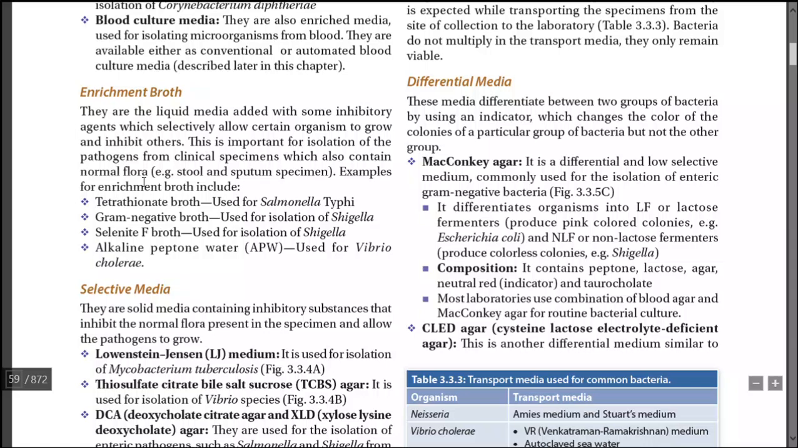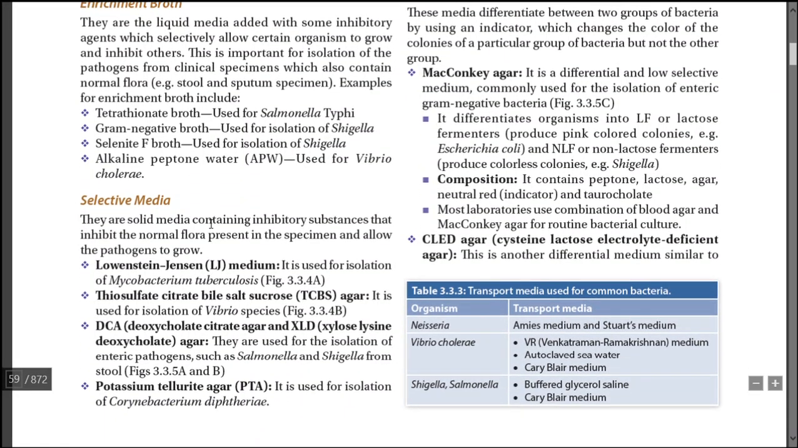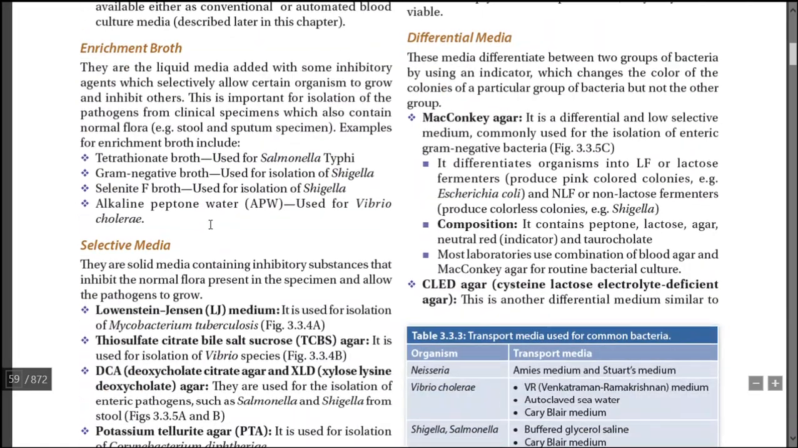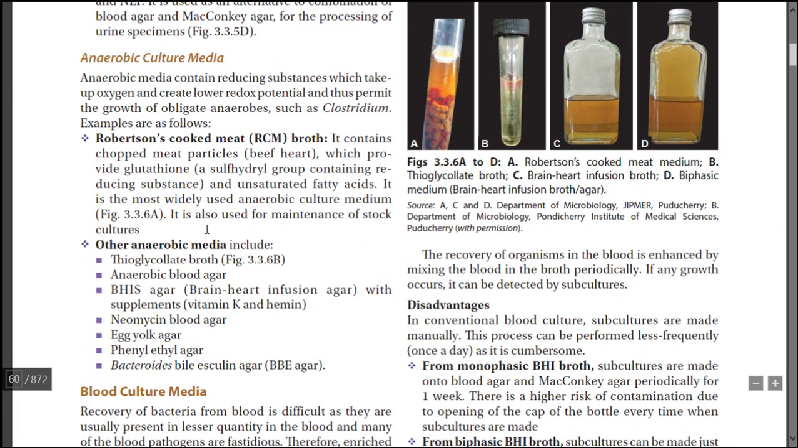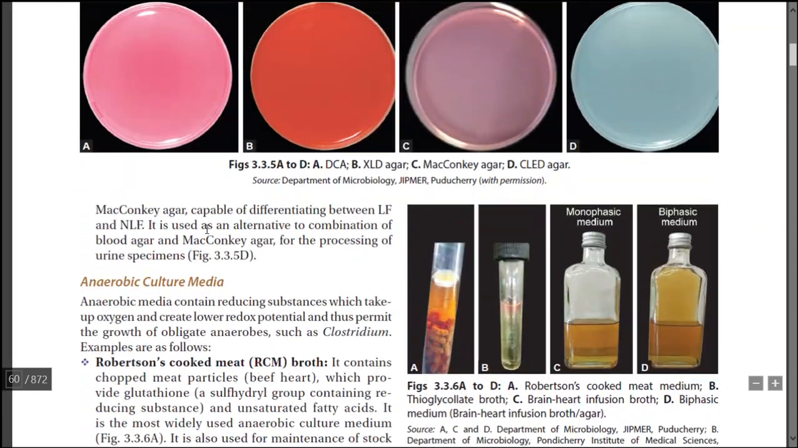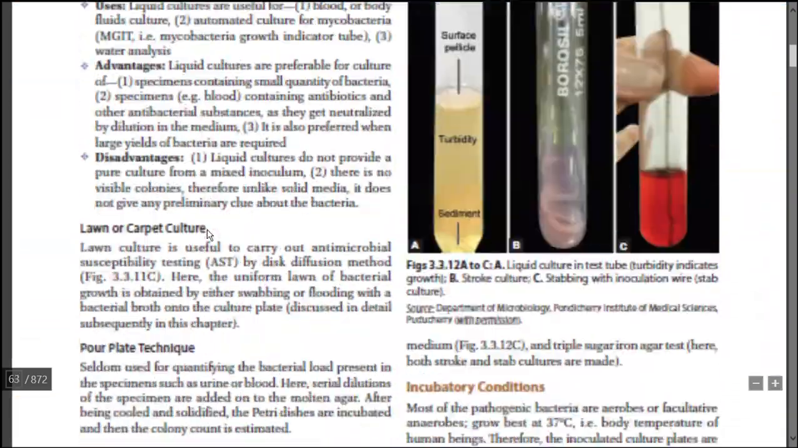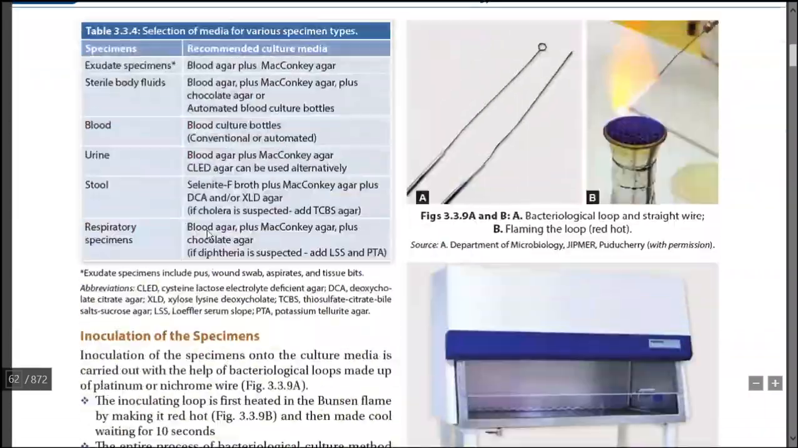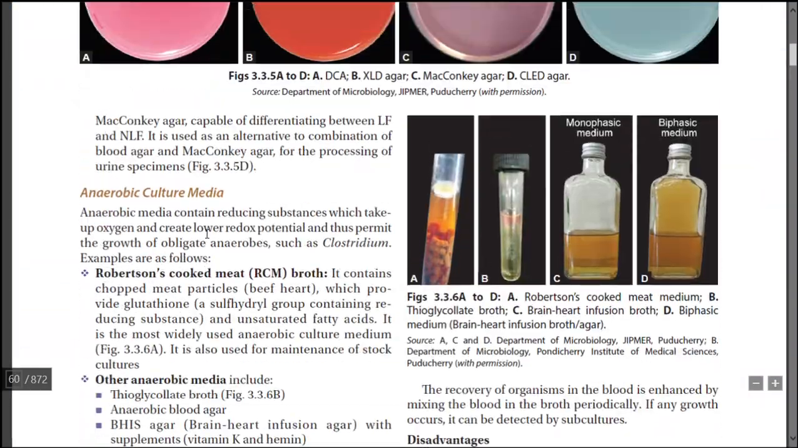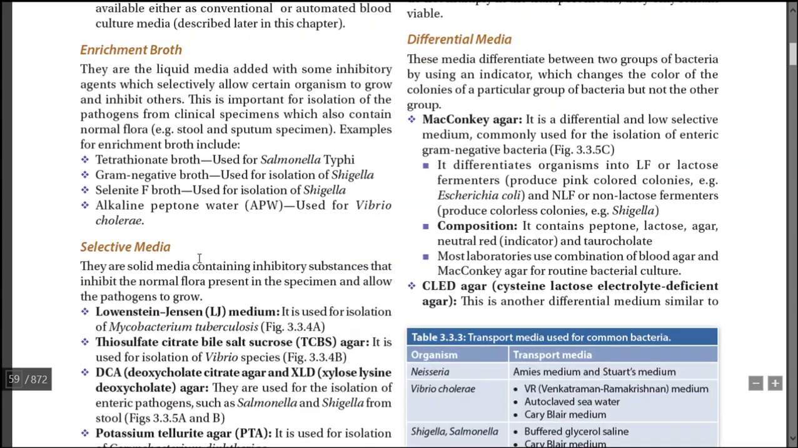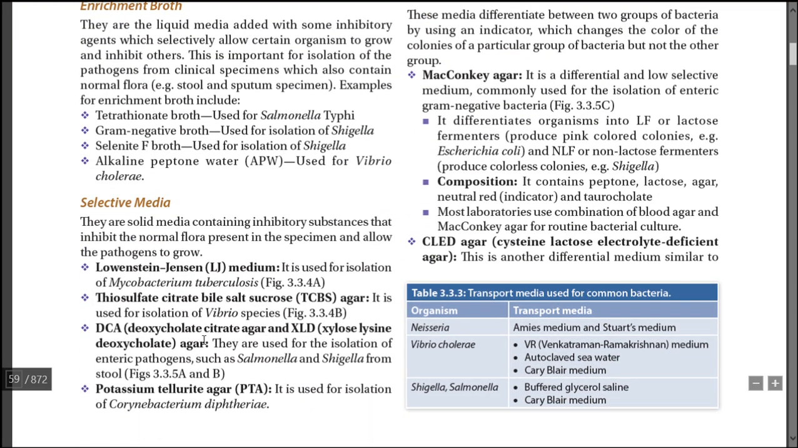Selective media and all, you must learn. Okay, so I'm going fast. You have to know all these terms. Selective media, all examples you have to go through. Selective media means it contains inhibitory substances to inhibit the normal flora, and these types you have to remember. The examples, no other way.